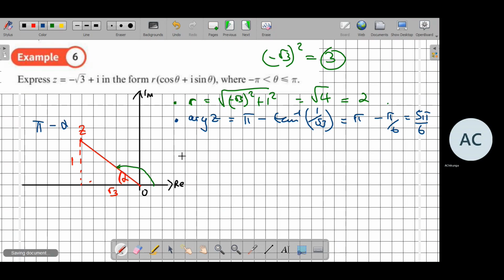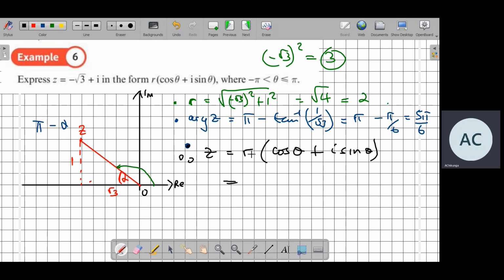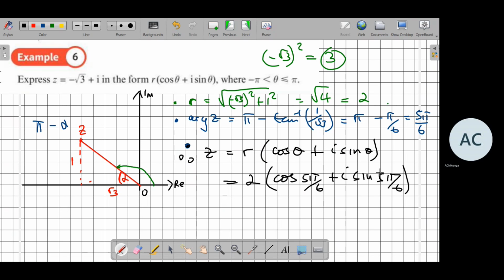Therefore, what is z in polar form? z should be written as r times cos theta plus i sine theta. But we know r is 2, so z equals 2 bracket cos 5 pi over 6 plus i sine 5 pi over 6. That's it. You get it?